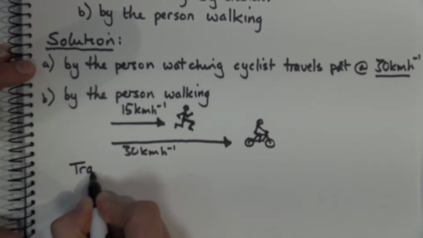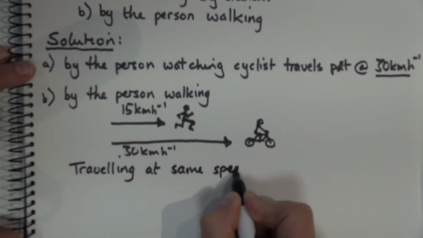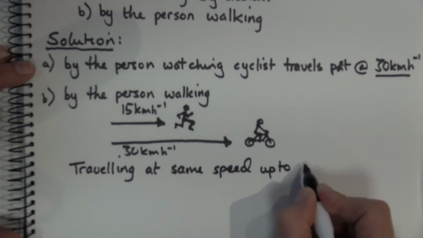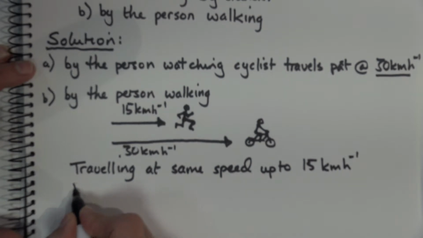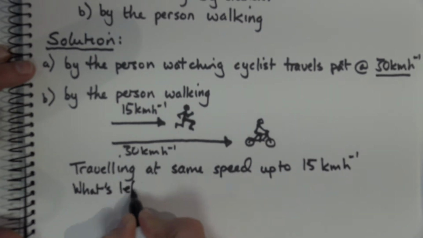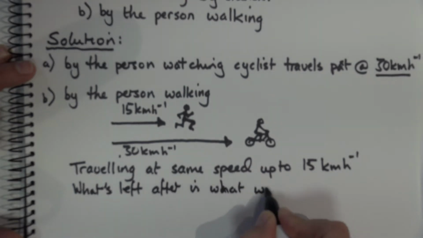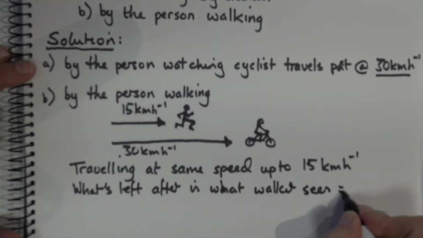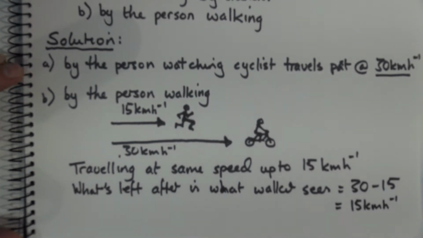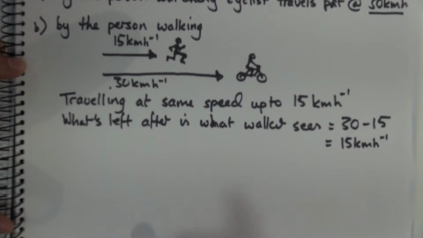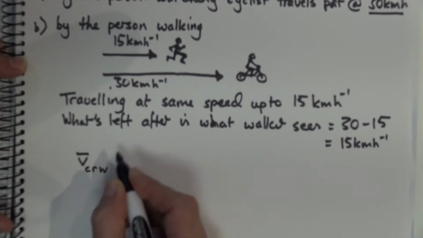Now we know that they are travelling in the same direction. If they're travelling in the same direction, up to 15 kilometers per hour, they'll both have the same speed. So basically what's left over is what the person walking will see the cyclist travelling at. So if we take 15 away from 30, we see that the person walking sees the cyclist travelling at 15 kilometers per hour. Now let's put this down as an algorithm.